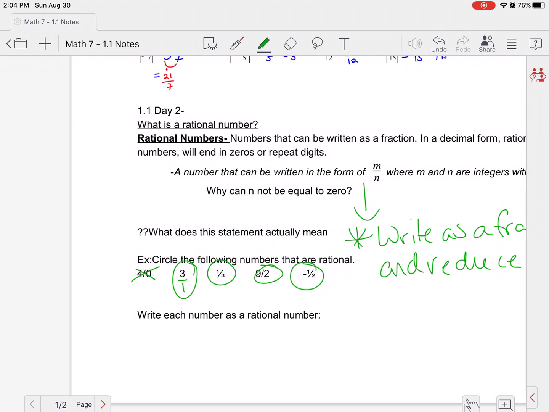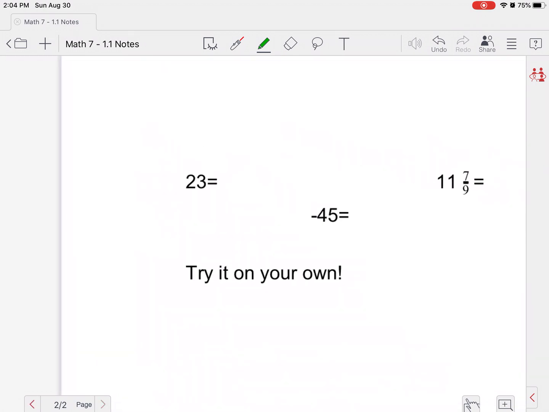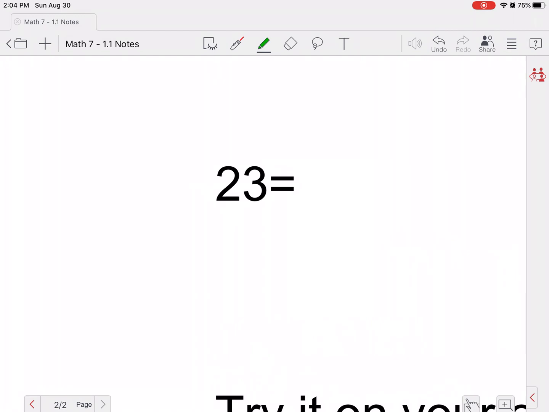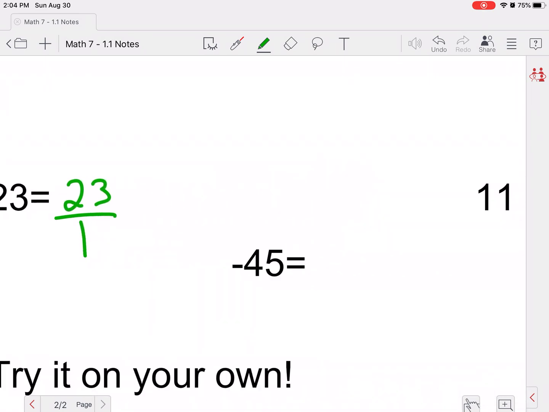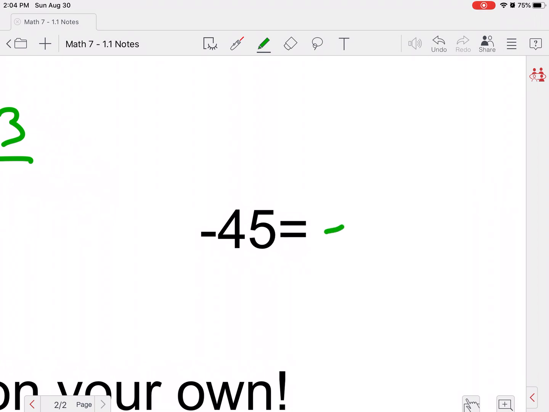We're going to write each number as a rational number. So if we look at 23. 23 right now is not written as an official rational number. We know it's rational, but we would write that as 23 over 1. We want to make it look like a fraction. So any whole number, we just put the number 1 on the bottom and we move on with life. Okay, same thing if it's negative. We're just going to have negative 45 all over 1.